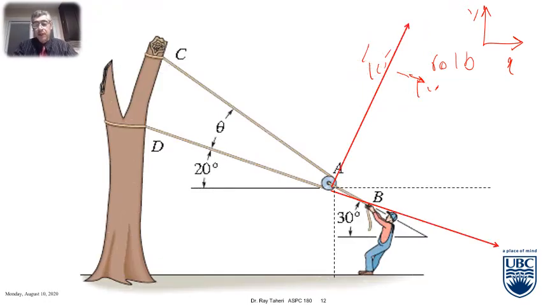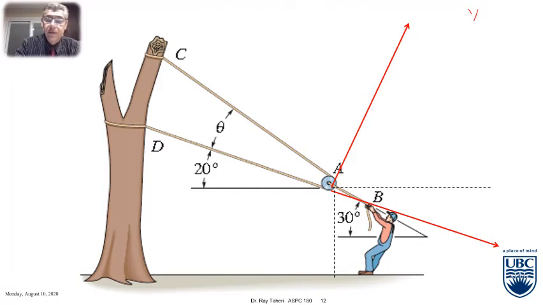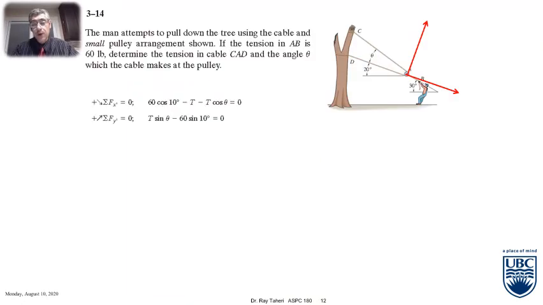Two equations, two variables. I'll magnify that. Maybe I'll just delete this here to make it a little better. And here is the new setup. As I mentioned, that angle would be 10 degrees, and the equations are here. On the new setup, 60 is the tension in this cable B. So 60 cosine 10 degrees. This is 60 pounds. This angle is 30 degrees.